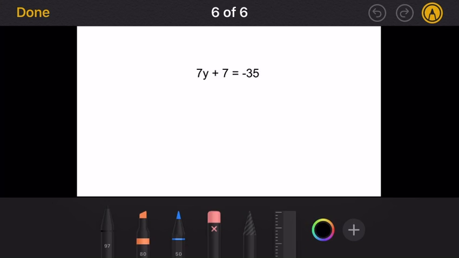So I have 7y plus 7 equals negative 35. Am I trying to move 7y over to the other side, or am I trying to move that 7 over? That's 7 because it's just another number, and numbers can go with numbers. So how do I get rid of an adding 7? I subtract 7. Good. So I have 7y equals, what's negative 35 plus negative 7? Negative 42.